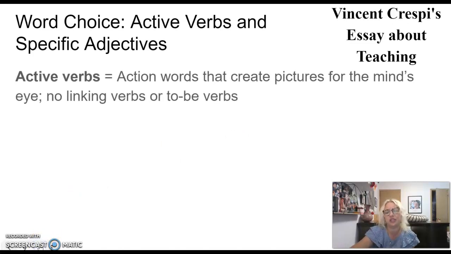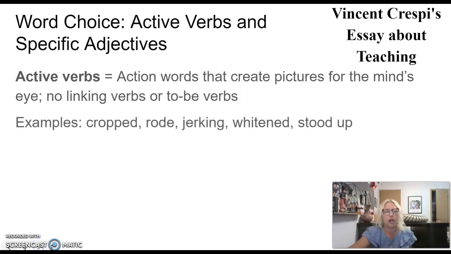He uses active verbs and specific adjectives very well, especially in the beginning of the essay. Active verbs of course are action words, but active verbs create pictures for the mind's eye just with that one word. And there shouldn't be any linking verbs or to be verbs. They should be very short, precise, and active. Examples that you're about to see in the piece I'm going to show you from Love Medicine by Louise Erdrich, one of my favorite books.